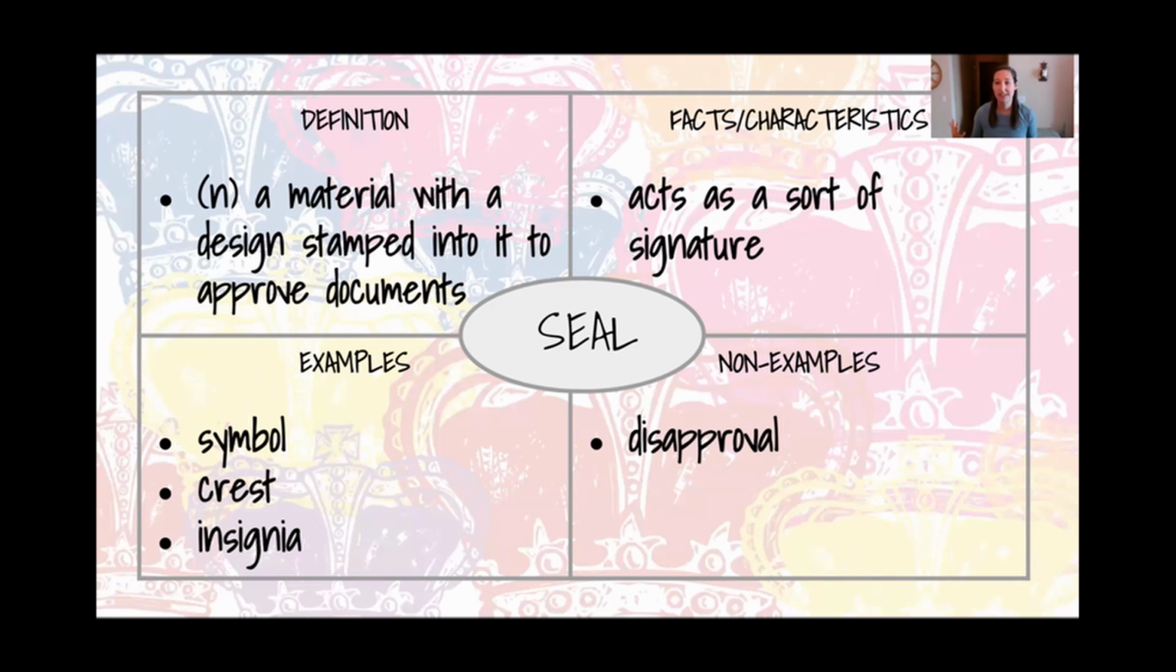So some facts or characteristics: it acts like a sort of signature. As it says, it's to approve documents. So it is what showed approval from the king, for example. That's how it's used in the story, the Great Seal. Some examples could be a symbol or a crest or an insignia that represents somebody that gets stamped into these documents. And there's not really a whole lot of non-examples, but basically things showing disapproval is not what a seal typically does, unless that's what the document says and you are giving your approval that you disapprove of whatever the law is.